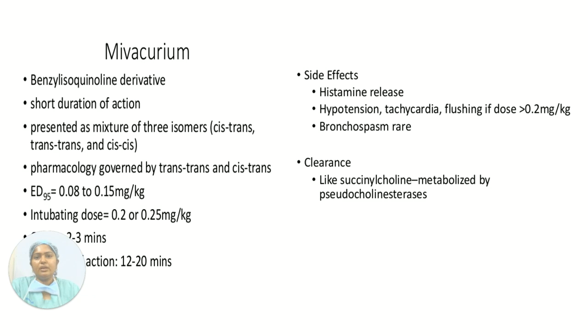Mivacurium is also a benzylisoquinoline derivative. It has a short duration of action. It is presented as a mixture of 3 isomers, cis-trans, trans-trans and cis-cis. Pharmacology is governed by the trans-trans and cis-trans, and ED95 is 0.08 to 0.15 mg per kg. Intubating dose is 0.2 to 0.25 mg per kg. Its side effects include histamine release, hypotension, tachycardia and flushing if given at a dose of more than 0.2 mg per kg, and rarely bronchospasm. Clearance is like succinylcholine, metabolized by pseudocholinesterases.